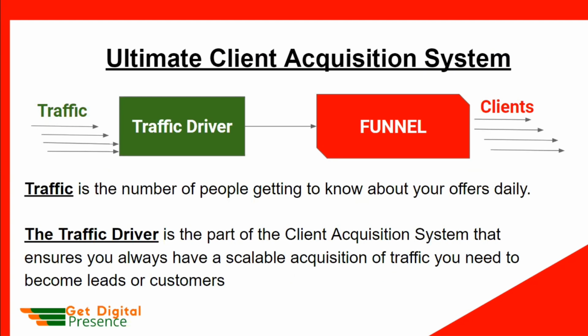What is traffic? Traffic is the number of people getting to know about your offers daily. All right, that's the simple definition of traffic. Traffic is people, people coming to your website, people seeing your products on Jumia, people seeing your products on Facebook, people seeing your products on Google, right? People seeing your products, coming to your website to buy your products, people coming to your shop, to your physical store, to your online store to buy your product. These are traffic. Traffic is the number of people getting to know about your offers daily.